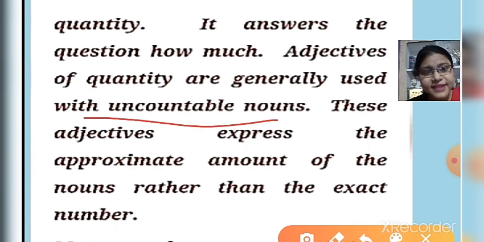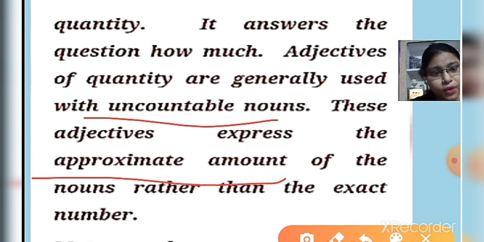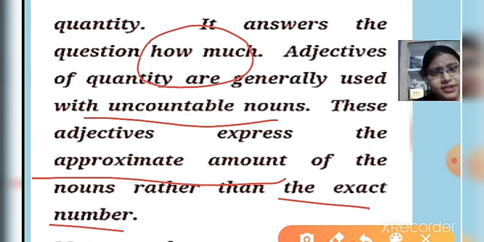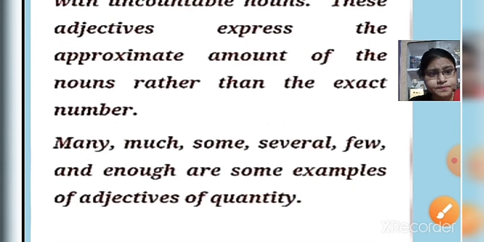Again, these adjectives express the approximate amount of the noun rather than an exact number. Again, we will have a difference: it always has an approximate amount rather than the exact number. As I told you, in adjectives of number we have an exact number. But here we cannot say how much. If the words "how much" are there, we cannot have the exact number of any quantity, any amount. Clear? See the example.